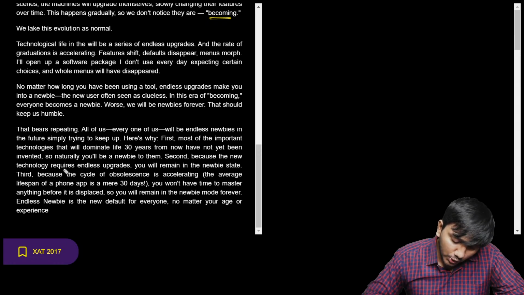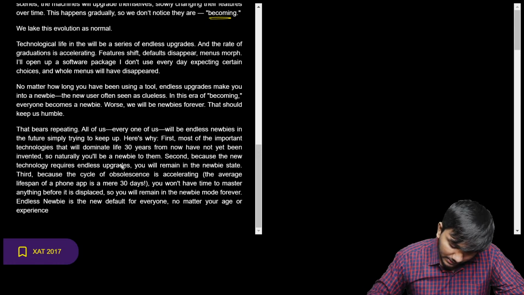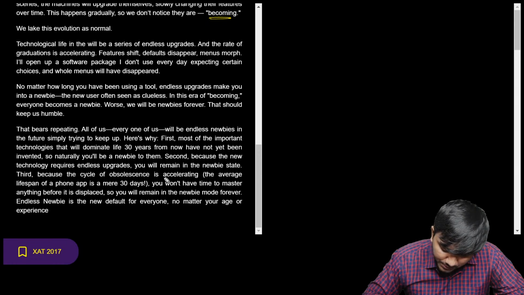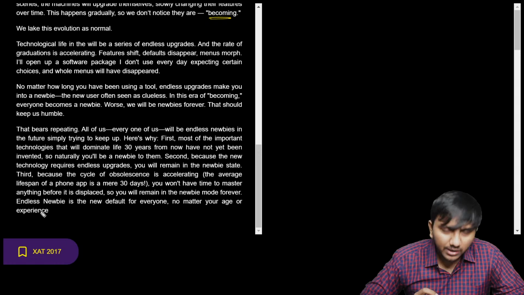Second, because a new technology requires endless upgrades, you will remain in the newbie state. Third, because of cycles of obsolescence and accelerating, the average lifespan of a phone app is a mere 30 days. Because of the cycle of obsolescence and accelerating, you won't have time to master anything before it is displaced. So you will remain in the newbie mode forever. Endless newbie is a new default for everyone, no matter your age or experience.